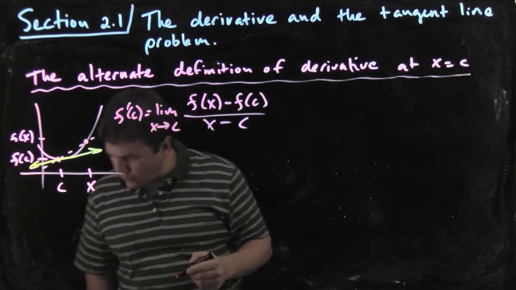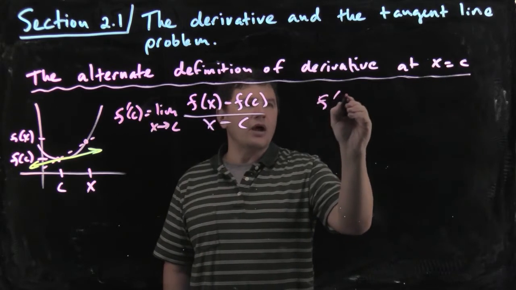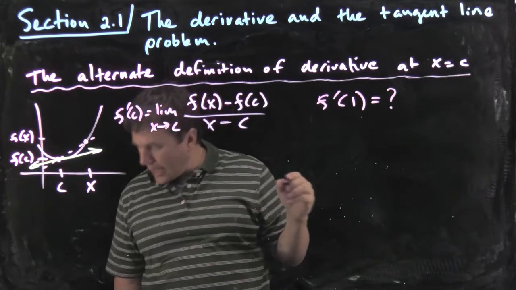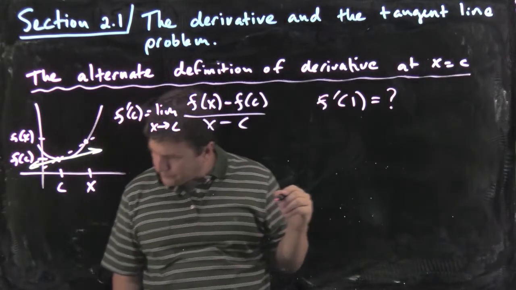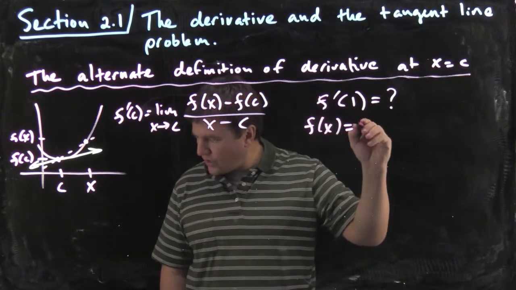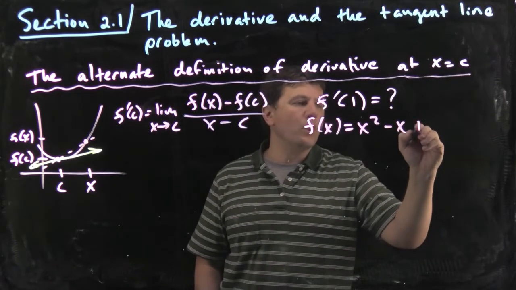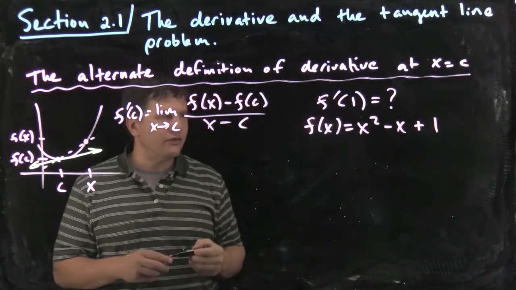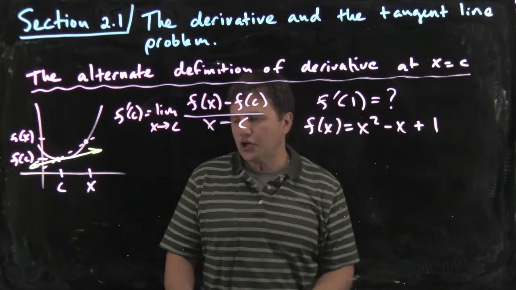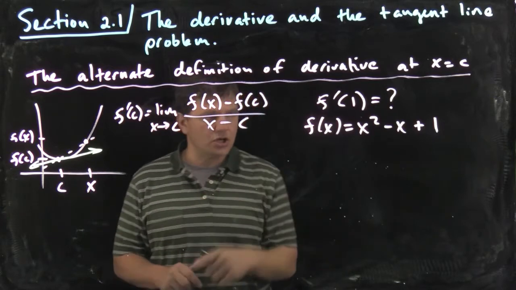Now I'm going to return to our first problem. If you remember, we wanted to find f prime of 1. Okay, that's what we wanted to find. And we were given the function f of x equals x squared minus x plus 1. So let's say I wanted to find the slope of the tangent line at x equals 1 to this function, and I had to use a definition of derivative. This actually would be much easier, which I'll show you here.